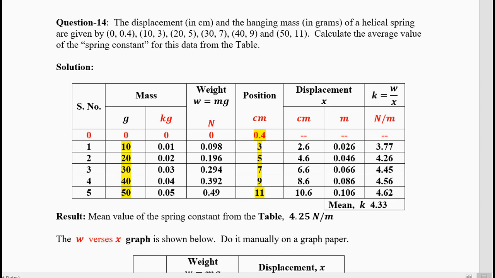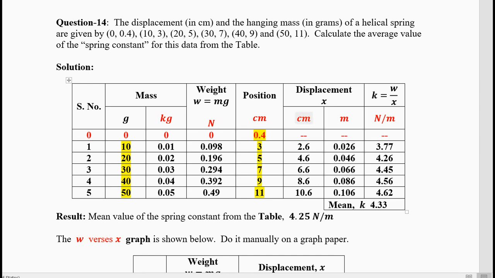Your hanging masses are how much? 10 gram, 20 gram, 30 gram, 40 gram, 50 gram. Then the positions are 0.4, 3, 5, 7, 9, 11. These data are put by estimating from my mind.